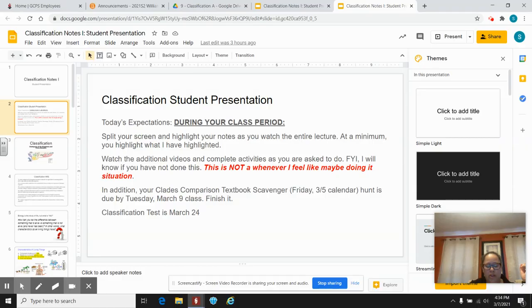In addition, your Clades Comparison textbook scavenger hunt is due by Tuesday, that's tomorrow, by class. So if you have not finished it, if you never started it, you need to take care of it. It's on Friday, last Friday, March 5th's calendar. The classification test for this unit is on March 24th, which is in a couple of weeks.